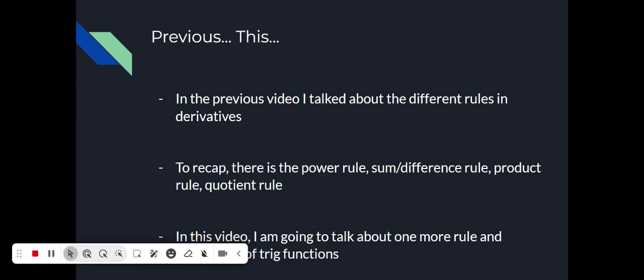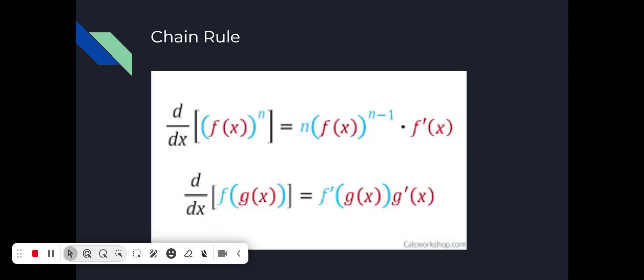So let's begin. In the previous video, in part 2, we talked about the different rules in derivatives. To recap, there's the power rule, sum/difference rule, product rule, and quotient rule. In this video, I'm going to be talking about one more rule and some trig function derivatives. The last rule of the derivatives is the chain rule. The chain rule is a bit different.